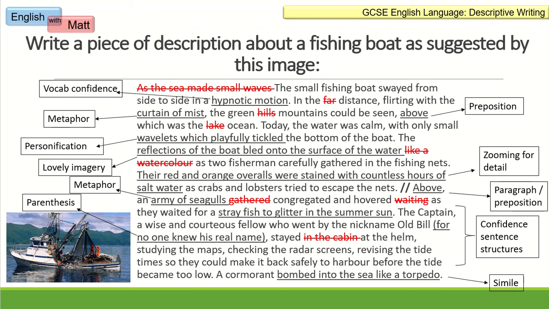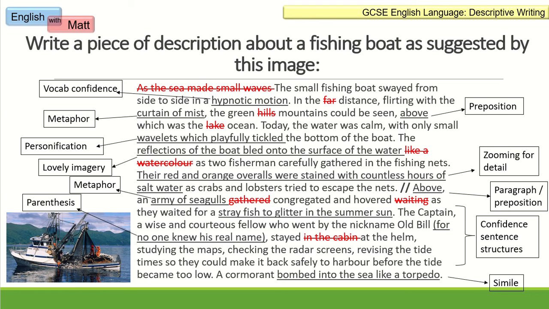And again, it's okay if you forget to put in a paragraph, just put two lines to show that that's where you want to put a paragraph break. Above, an army of seagulls congregated and hovered as they waited for a stray fish to glitter in the summer sun. The captain, a wise and courteous fellow who went by the nickname of Old Bill, for no one knew his real name, stayed at the helm, studying the maps, checking the radar screens, revising the tide times so they could make it back safely to harbour before the tide became too low. A cormorant bombed into the sea like a torpedo. And that's also a shorter sentence there to finish.